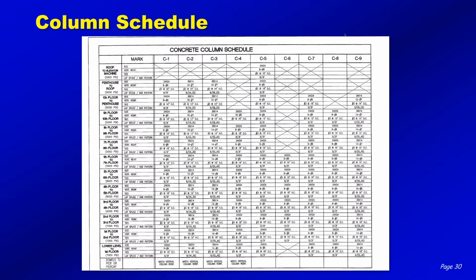And same thing here with a concrete column schedule, showing you all the different columns. In this case, they marked them column C1, 2, 3, 4, and 5, 6, and 7. They tell you where they start, and they tell you what floor they actually go on up to here.